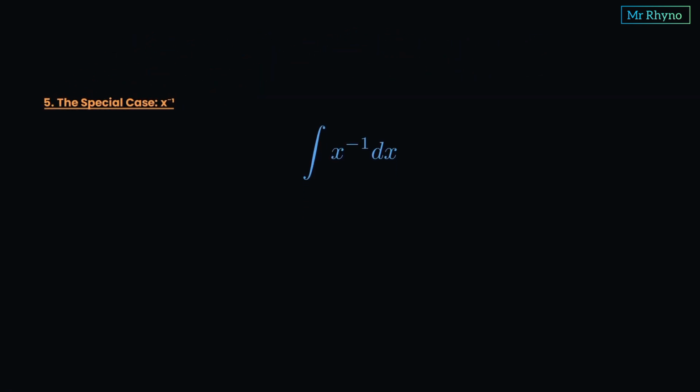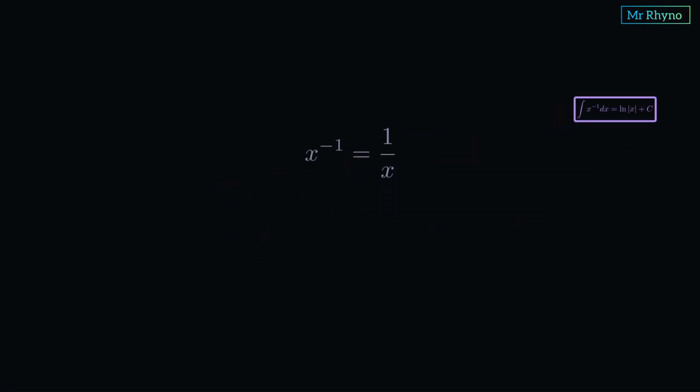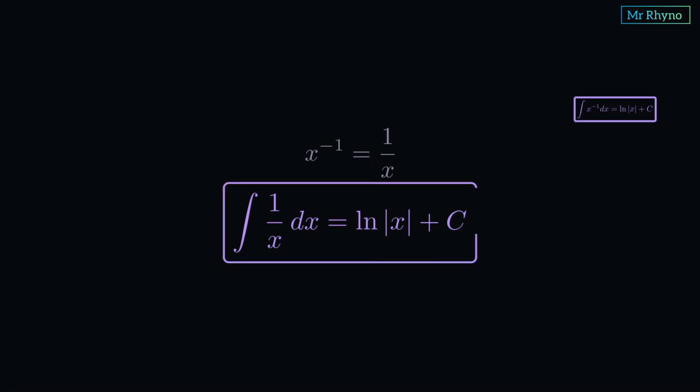Consider the integral of x to the negative 1 dx. The power rule would require us to divide by negative 1 plus 1, which is 0, and division by 0 is impossible. So this is a special case. The integral of x to the negative 1 dx equals the natural log of the absolute value of x plus c. Since x to the negative 1 equals 1 over x, we also have the integral of 1 over x dx equals the natural log of the absolute value of x plus c. This is one formula you need to remember.